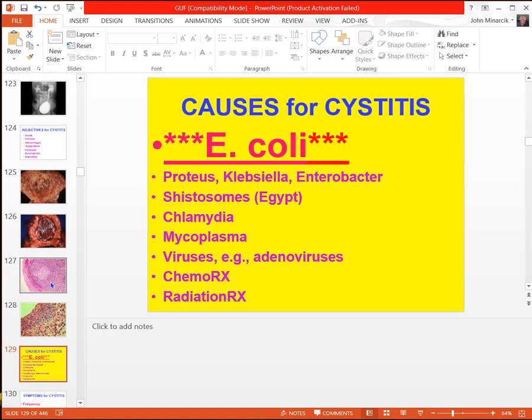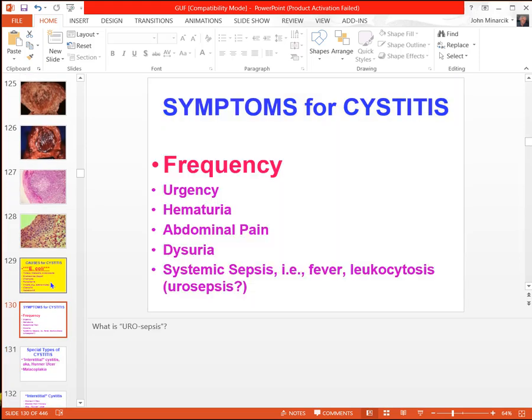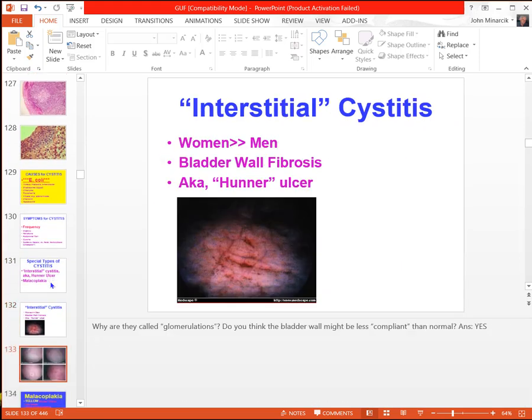Once again, we said this before, top urinary tract bacteria, E. coli, whether it's in the bladder, whether it's in the renal pelvis, or whether it's in the ureter. How about if we go to 141 now?